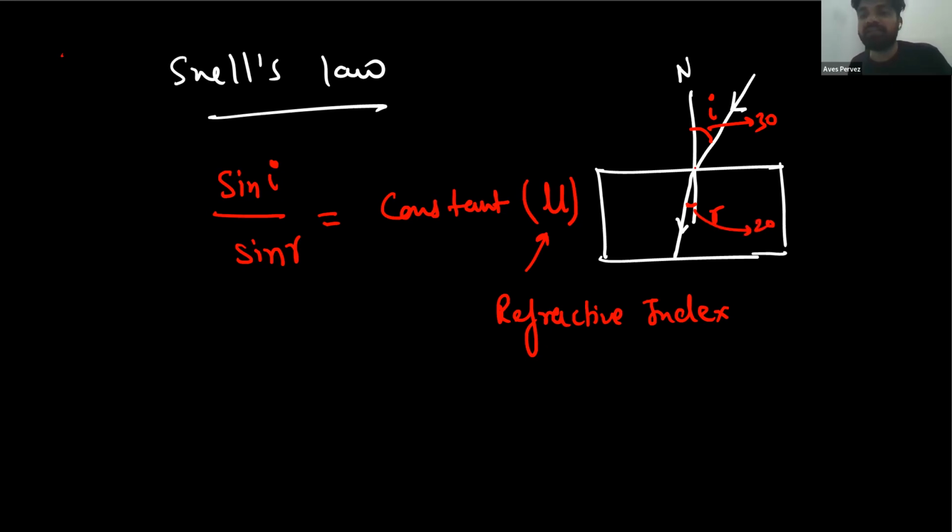So if I increase this length, if I increase this angle, then this angle will adjust accordingly so that the ratio of their values will remain constant. For a particular medium, the ratio of sine I to sine R is constant. For a different medium, the ratio may change.